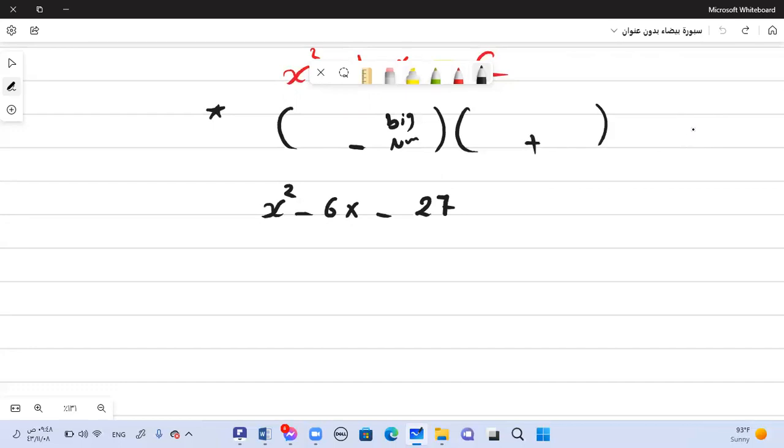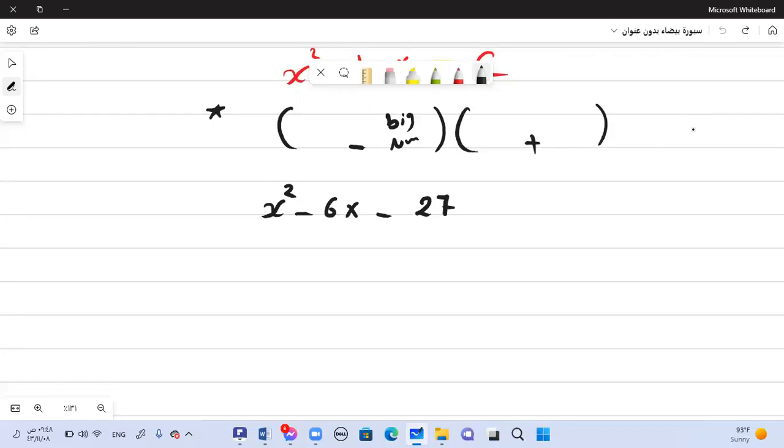What is the common factor? 3 and x. What is the number here? 1. So there is no common factor. If we write 3 here, you can take the common factor 3, without the coefficient. 6 divided by 3, 27 divided by 3, but 1 you can take as a common factor. 1 is the smallest common factor.